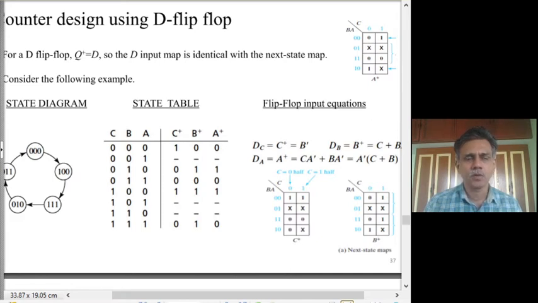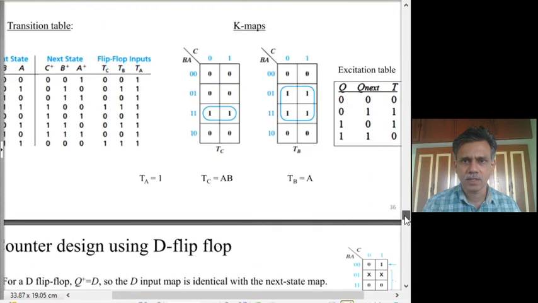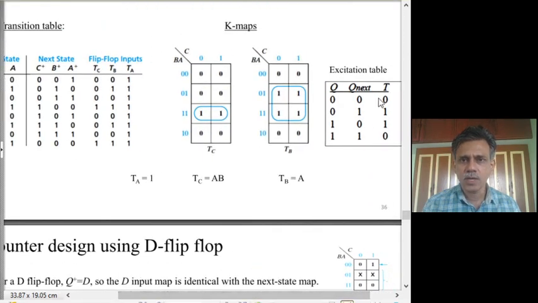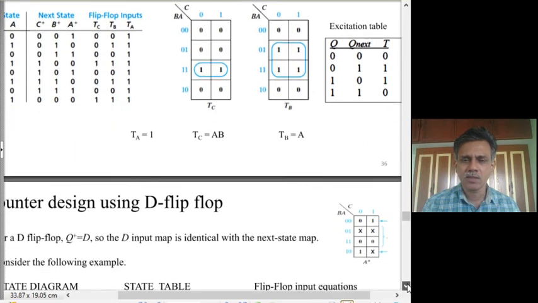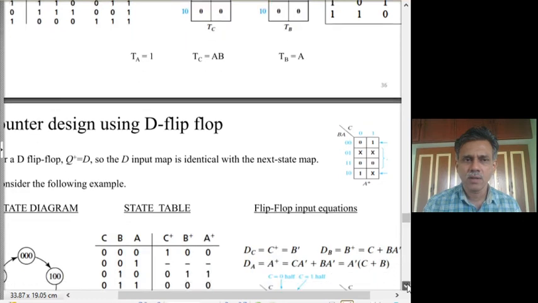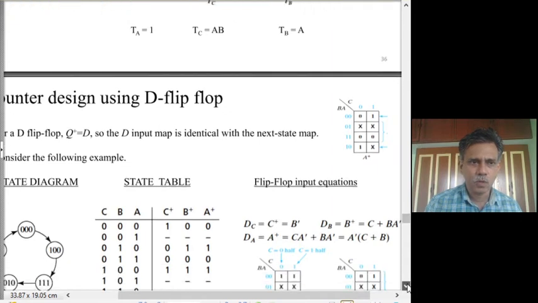The equation is Q plus is equal to D. If you have a table like the T flip-flop one, imagine this is D in place of T. Don't worry about Q. The desired Q plus is the same as the D input. Wherever there is 0, you put 0. Wherever there is 1, you put 1. So the table has only 2 entries. Q is irrelevant. When Q plus is 0, D is 0. When Q plus is 1, D is 1. So Q plus is equal to D.